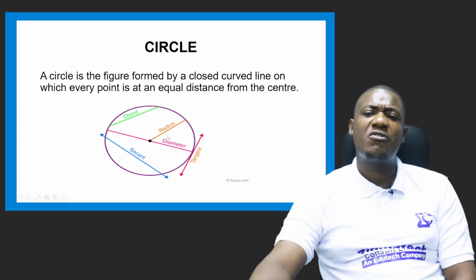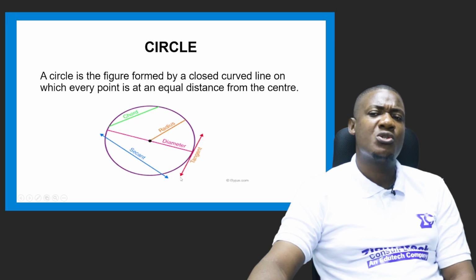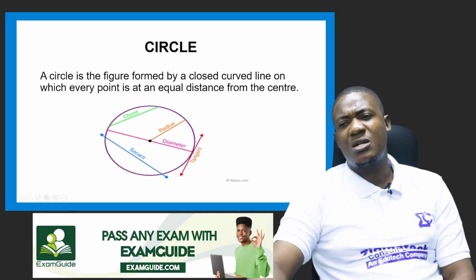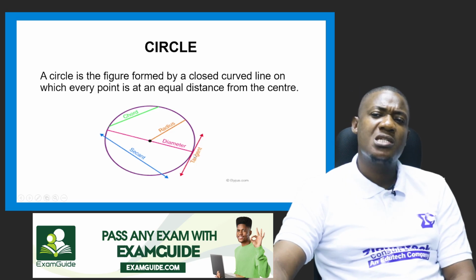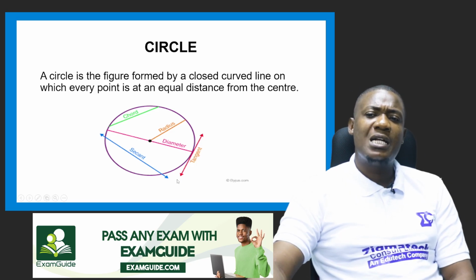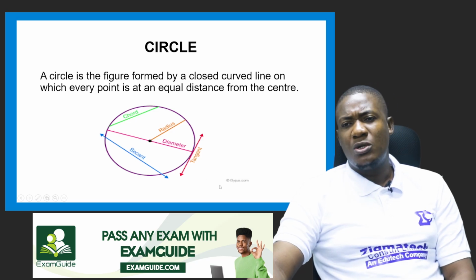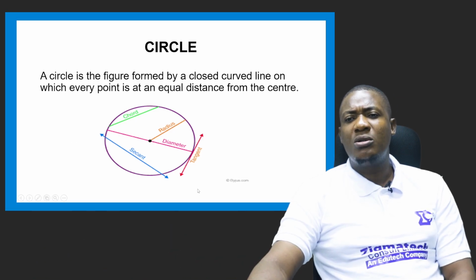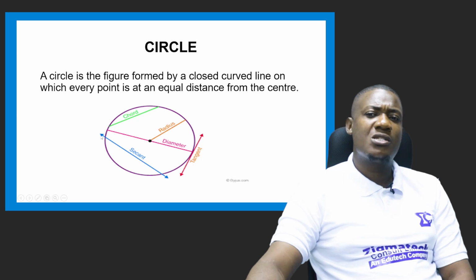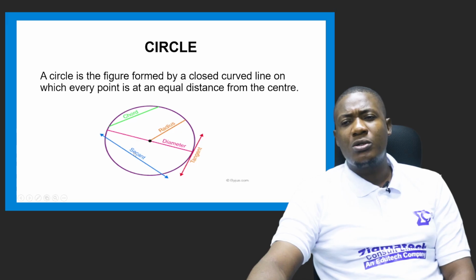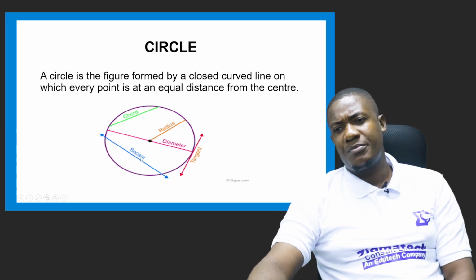Now, you can also see from here too, we have a line that runs externally, or exteriorly, from the circle, but touching the circle at a point on the circumference. We call such a line a tangent. We also have a line that runs across the circle and extends to the exterior part, or external part, of the circle. We call such a line a secant.